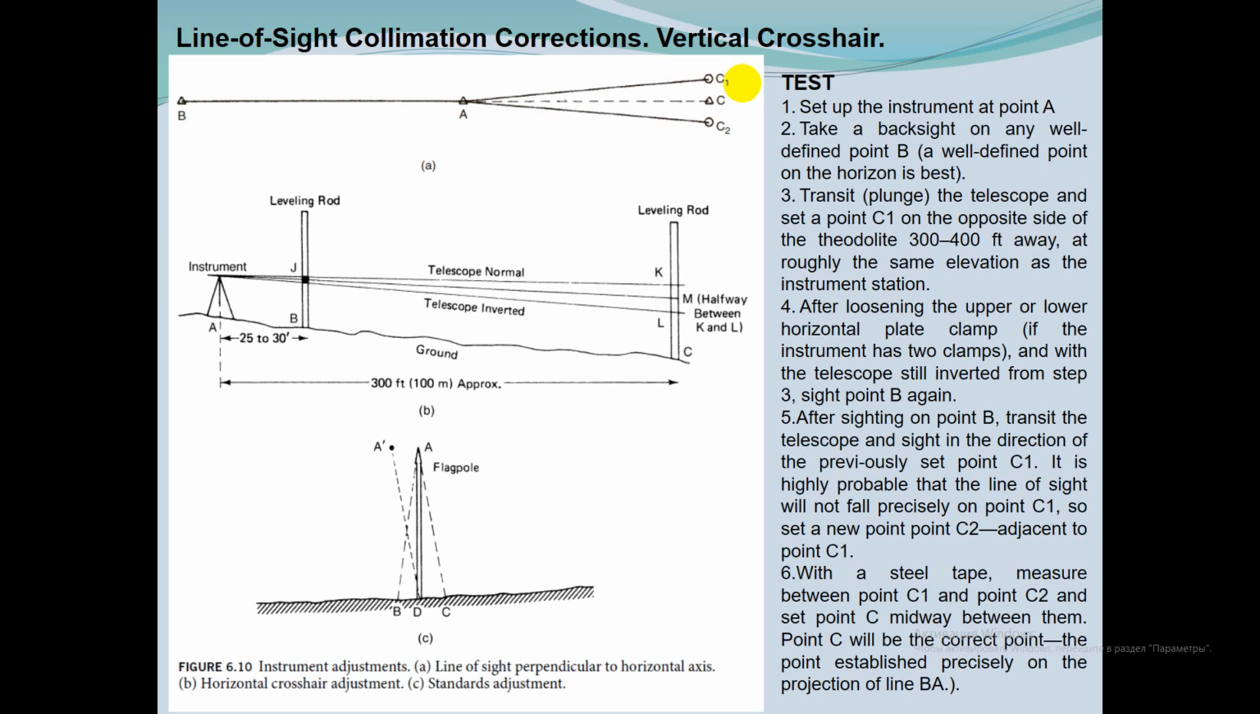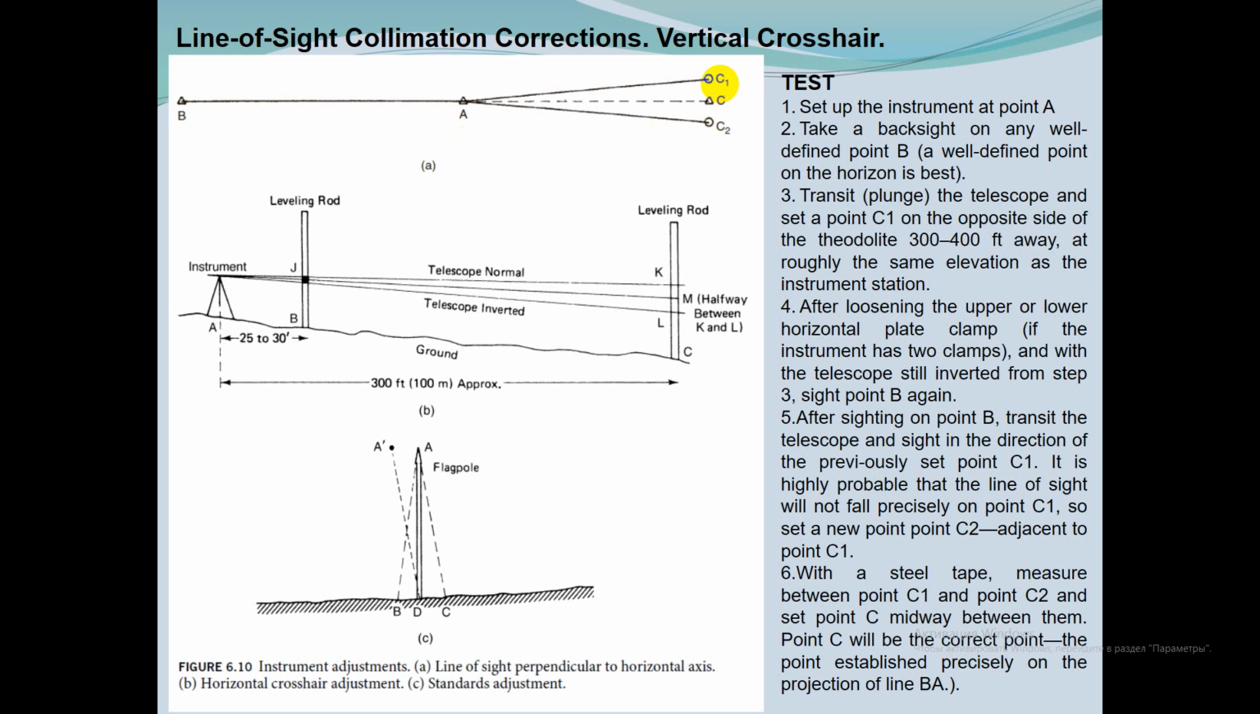After that, loosen the upper or lower horizontal plate clamp, and with the telescope still inverted from step 3, sight point B again. After sighting point B, transit the telescope and sight in the direction of the previously set point C1.